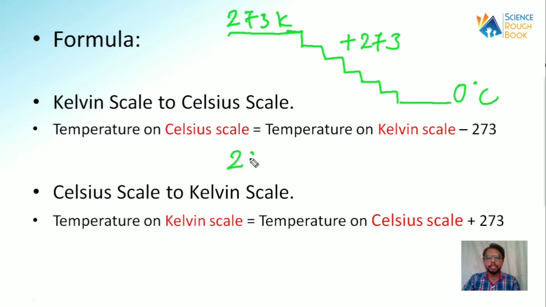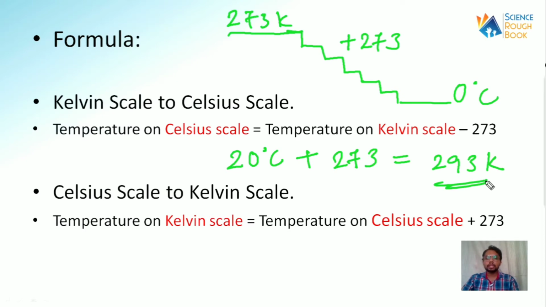So what am I going to do? If 20 degrees Celsius is given, I am going to add 273 steps to reach the Kelvin scale. Now what is going to be the answer? 293 Kelvin. So 20 degrees Celsius plus 273 added comes to 293 Kelvin.